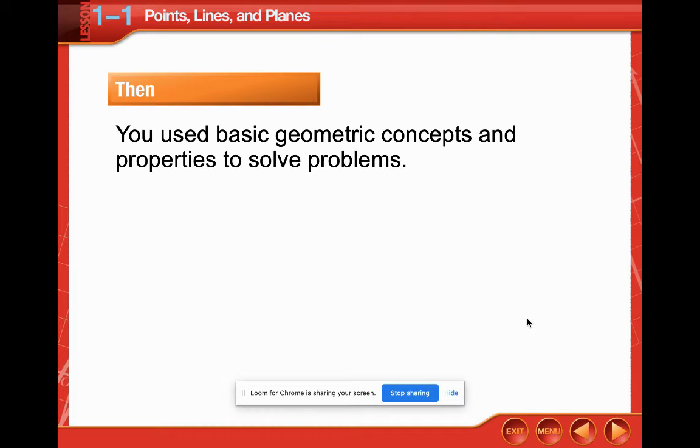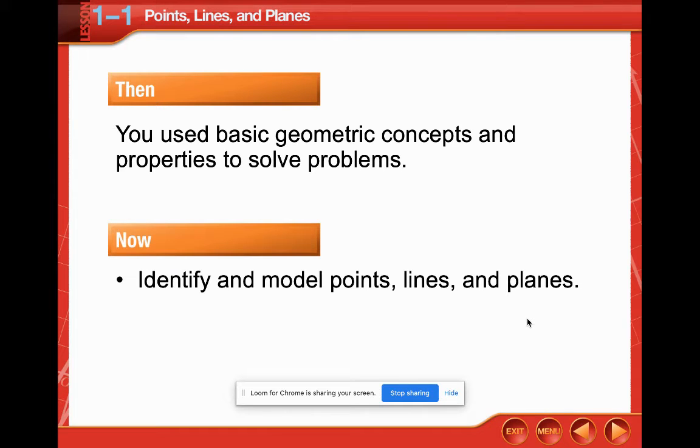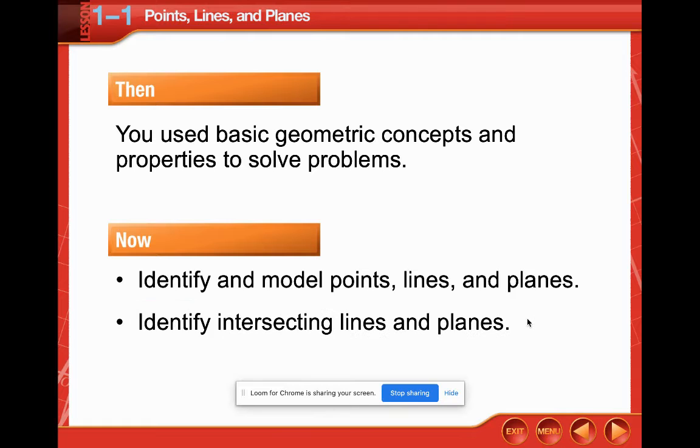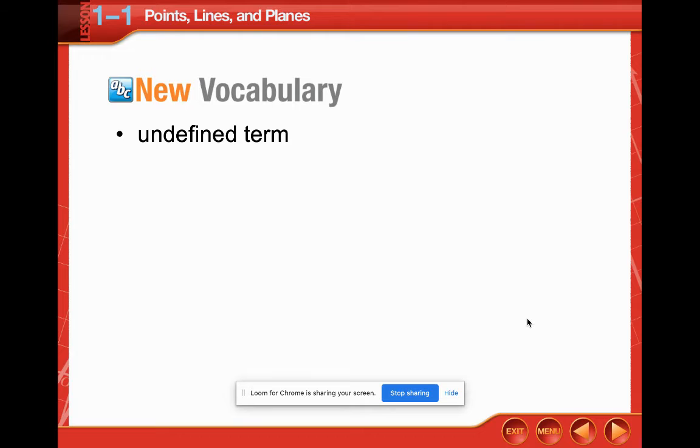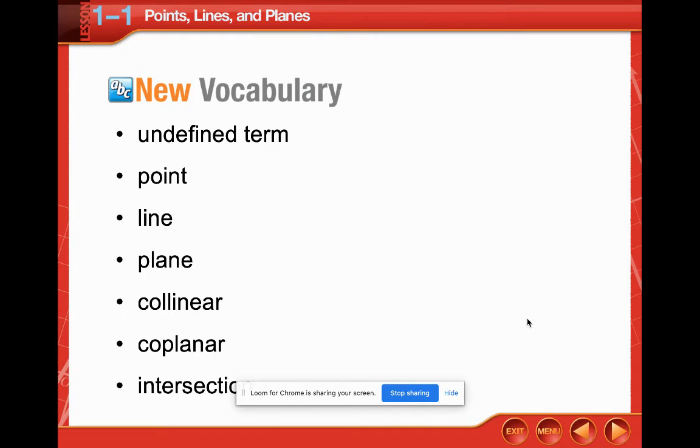Today we're going to identify and model points, lines, and planes. We're going to identify intersecting lines and planes. So, new vocabulary. Typically with vocabulary, you define it, so it's kind of funny that the first vocabulary word of the class is undefined term. It can't be defined. Point, which is an undefined term, but we're going to try to define it. Line, plane, collinear, coplanar, intersecting line, intersection, definition, defined term, space.